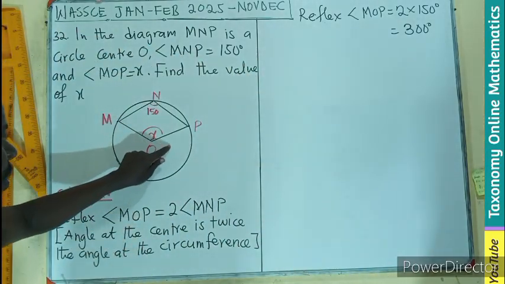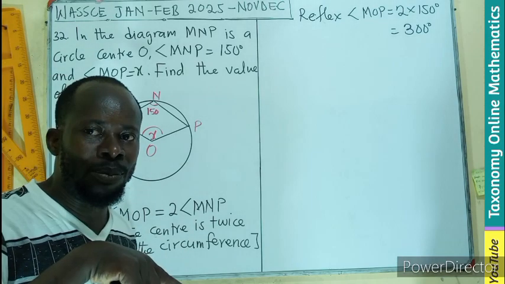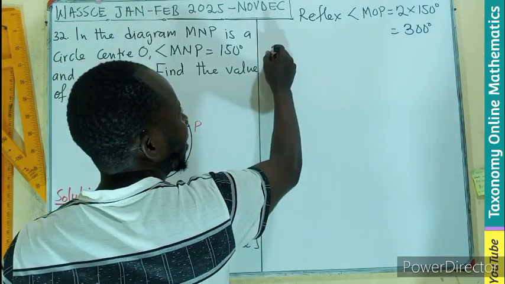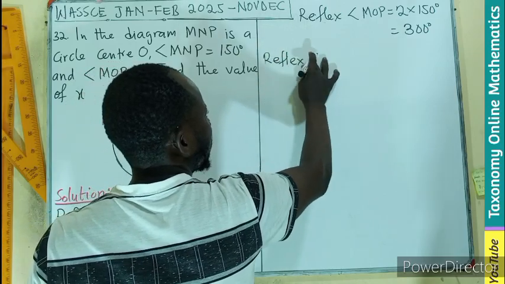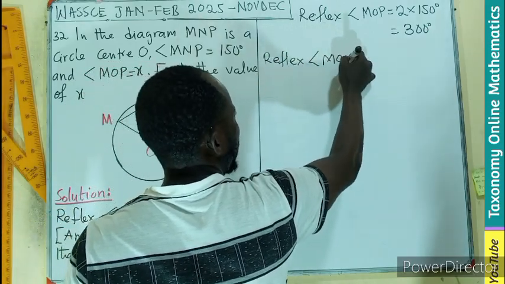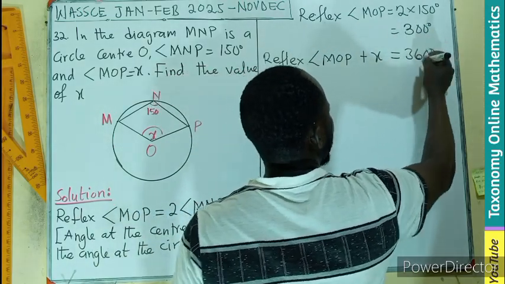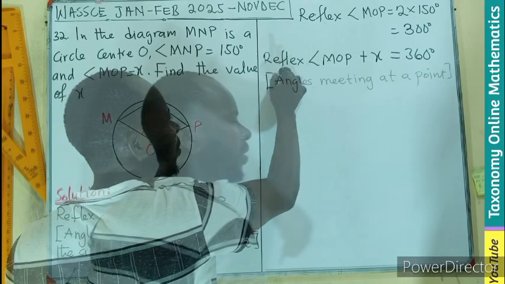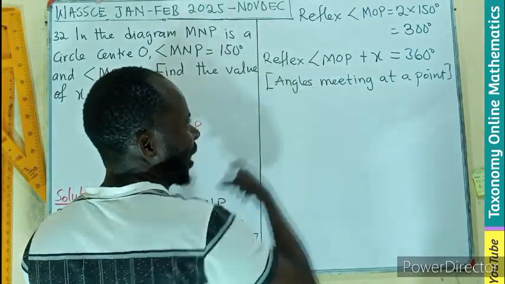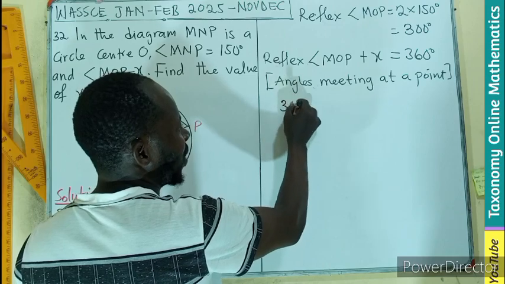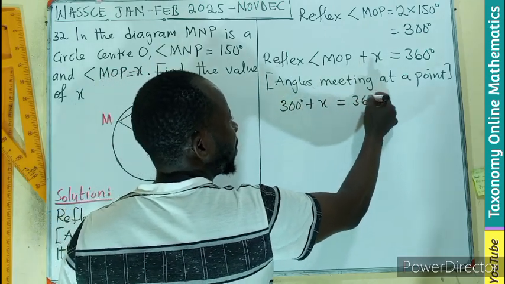Remember, the angle we found plus the angle we are asked to find, they are angles at a point. So I can just say that the reflex angle MOP plus X will give us 360. That will be angles meeting at the point. So I know the angle I have here already as 300 degrees plus X equals to 360 degrees.